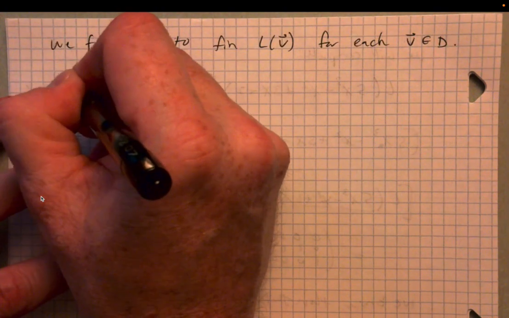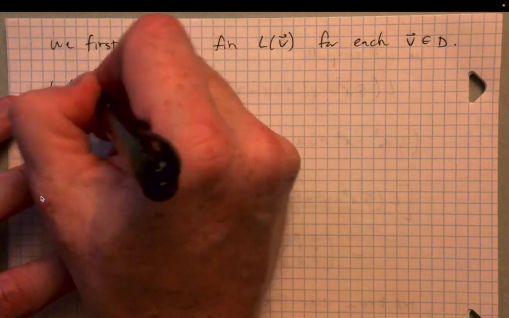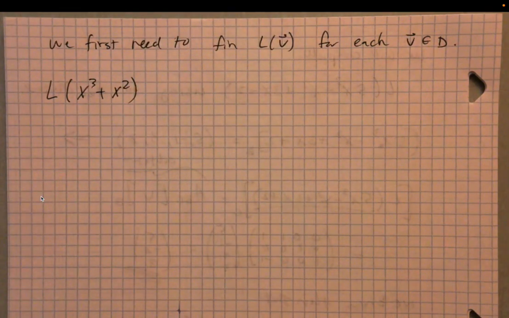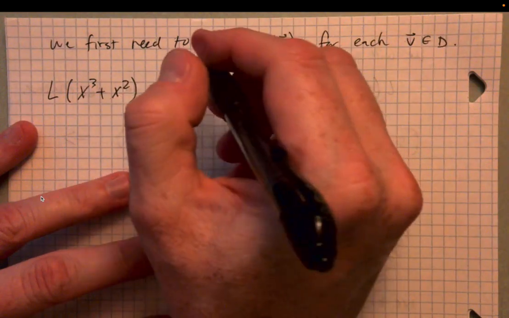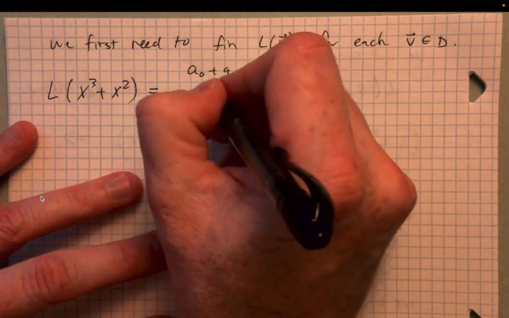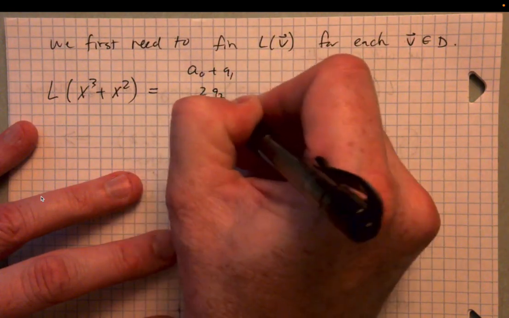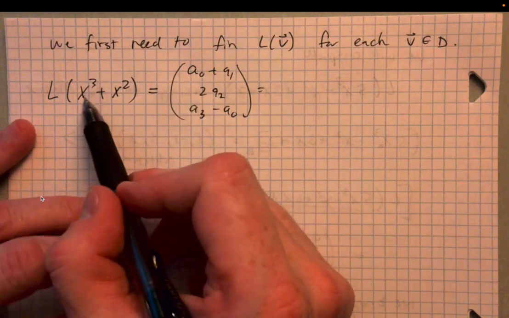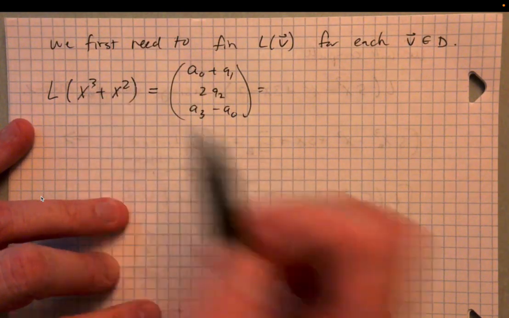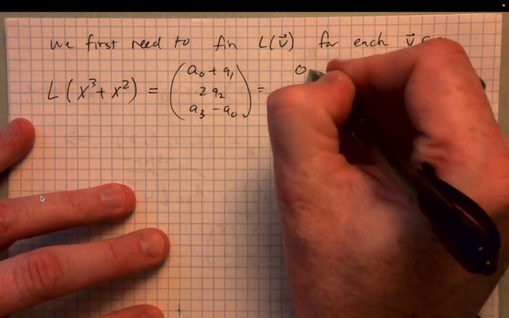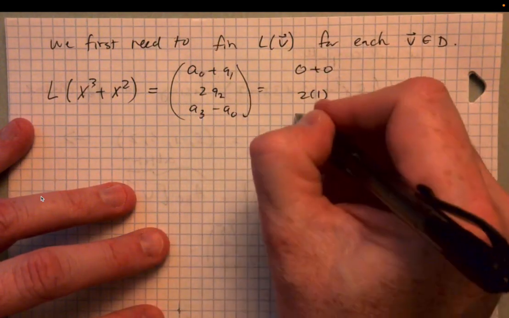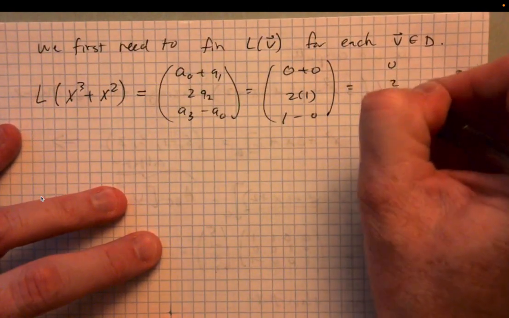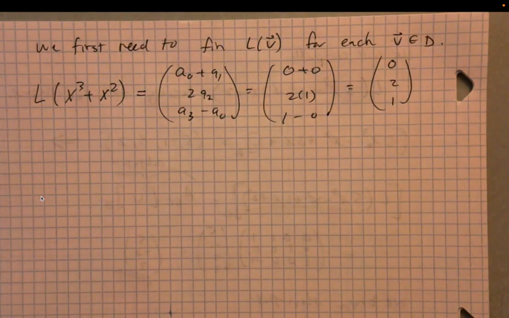We'll start with the first basis vector in D, which was x cubed plus x squared. When we run this through the linear transformation, it's going to be equal to a0 plus a1, 2 times a2, and then a3 minus a0. Here a3 is 1 and a2 is 1. So up here you've got 0 plus 0, here you've got 2 times 1, and down here you've got 1 minus 0. And so what do you get? 0, 2, 1.